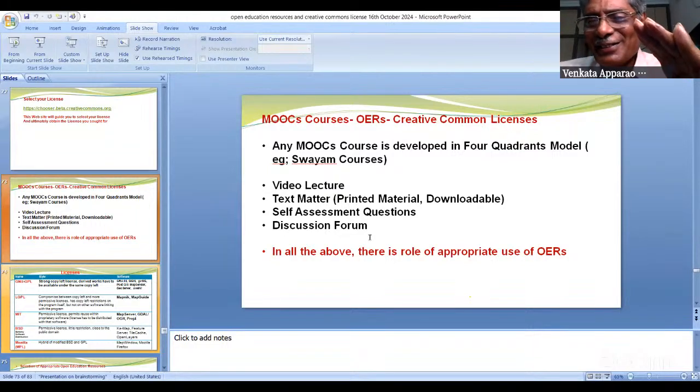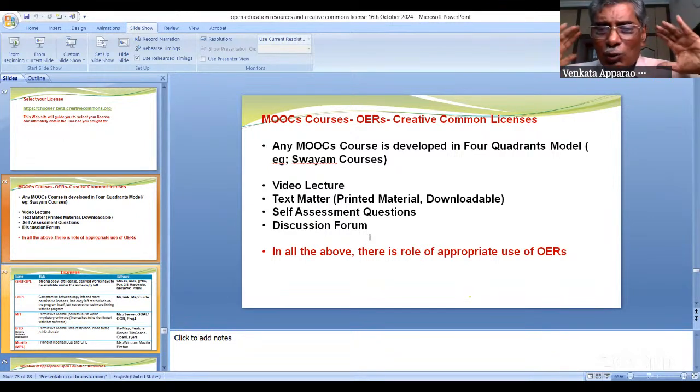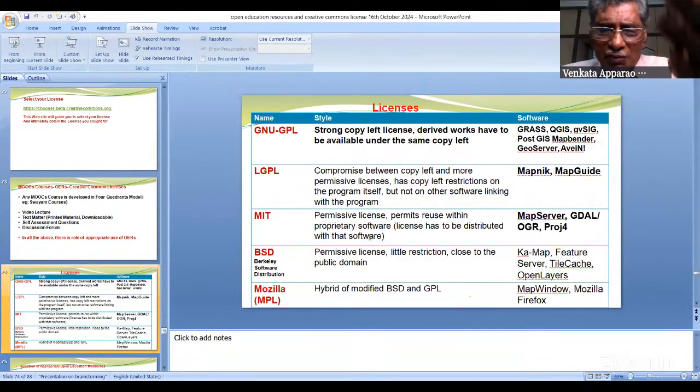Right. You can get an OER in the form of a video, modify it and make use of it. You can get text in the form of OER, modify it and make use of it in your MOOCs course. You can get questions from other OERs and incorporate them here, give acknowledgement. So in the development of a MOOCs course, OERs are of great use, and understanding Creative Commons licensing to give appropriate attribution is also necessary. So these are various licenses.